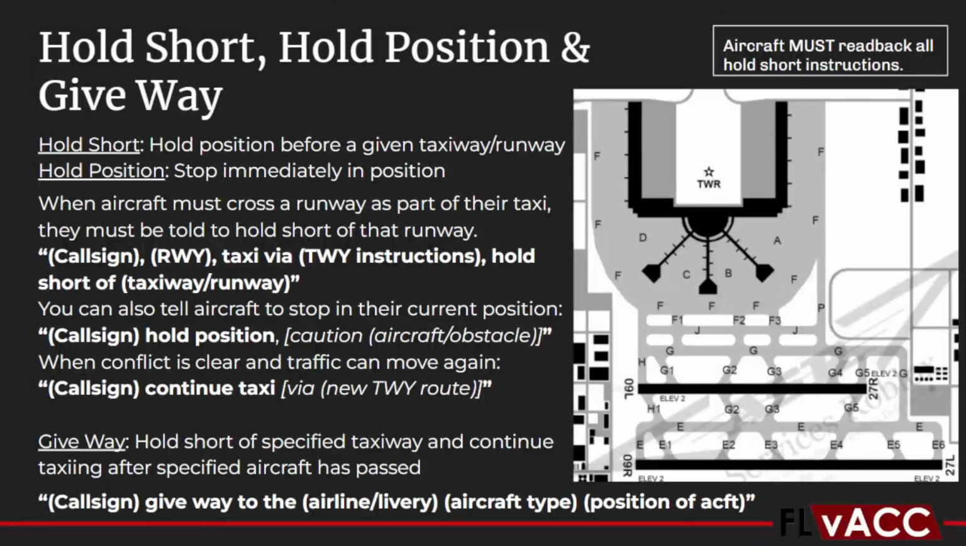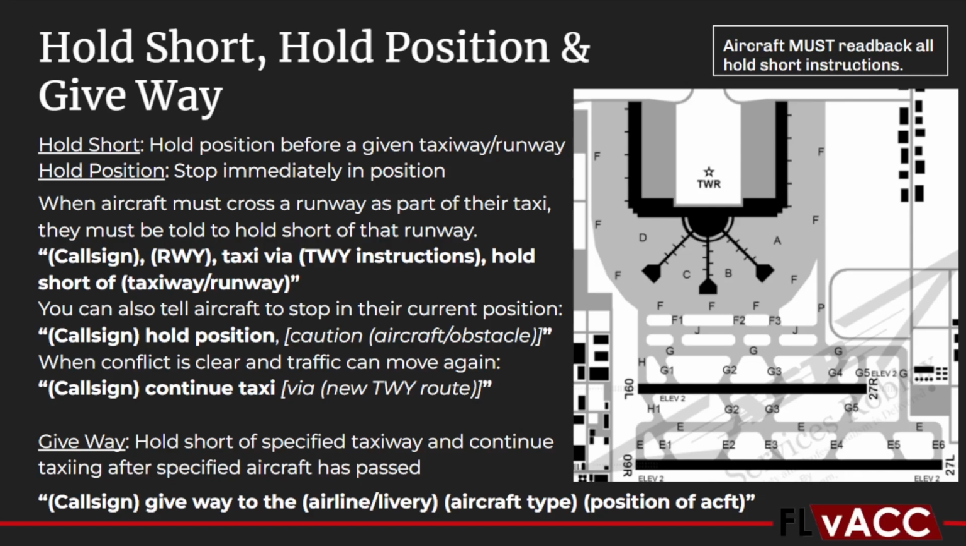Now, what tools do we have to accomplish these right-of-ways? First, you can tell an aircraft to hold short of either a taxiway or runway. This tells the pilot to stop just before entering the specified taxiway or runway. If an aircraft needs to cross a runway during their taxi, you are required to tell the pilot to hold short of the runway, and the pilot must read it back. You should not, however, explicitly tell aircraft to hold short of the runway they are departing from, as they already know to do so.